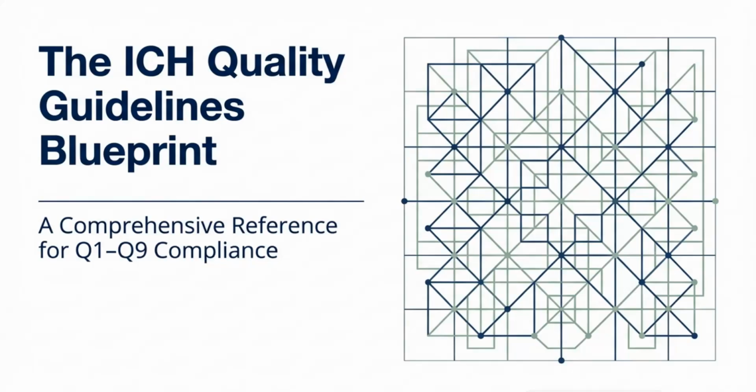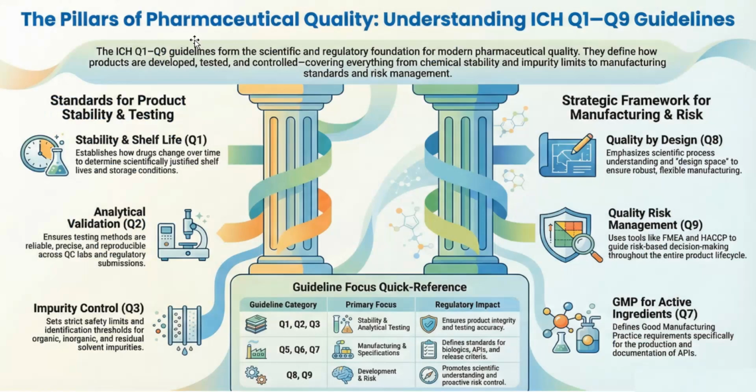ICH Q1 through Q9 are the core quality Q guidelines that define how pharmaceutical products should be developed, tested, and controlled to ensure consistent quality, safety, and regulatory compliance. They cover stability, impurities, analytical validation, pharmaceutical development, risk management, and quality systems. Together, they form the scientific and regulatory foundation for modern pharmaceutical quality.